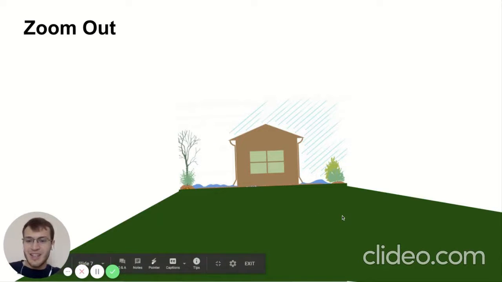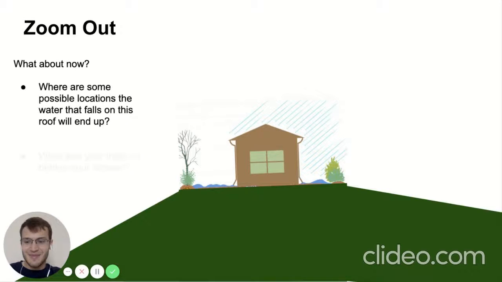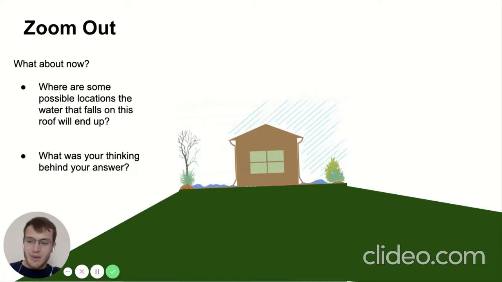If we zoom out a little bit and we look at this house on a hill, where do we think the water will end up? And why do we think that? So same thing, the lowest point that the water can reach is going to be the edges of these hills, down these hills. And again, that's because water wants to go to the lowest point that it can because of gravity.